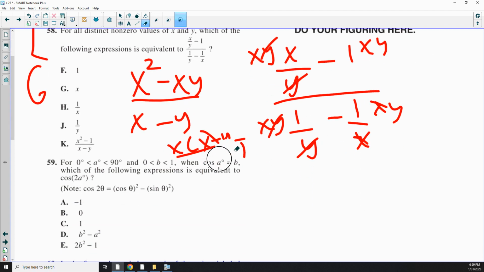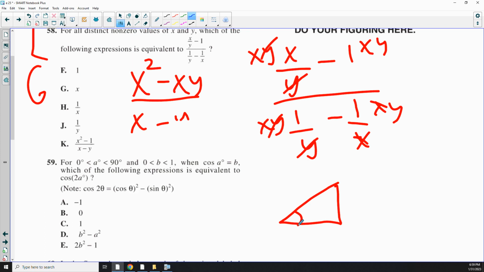Let's see what's going on here. This one you got to be a whiz in trig, but naturally it's number 59. It says we have an acute angle here, and the cosine of A is equal to b. Now cosine is the adjacent over the hypotenuse. So if this is angle A, then the cosine is b over 1, since cosine is equal to b.